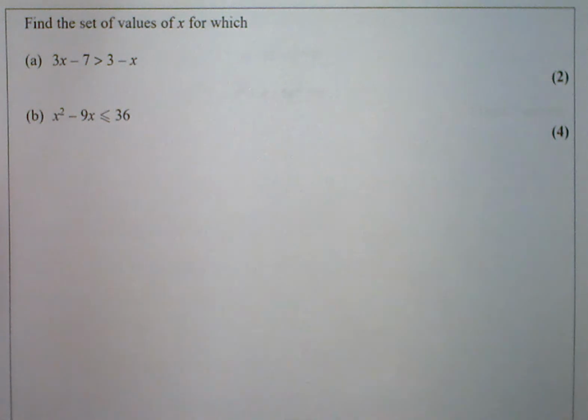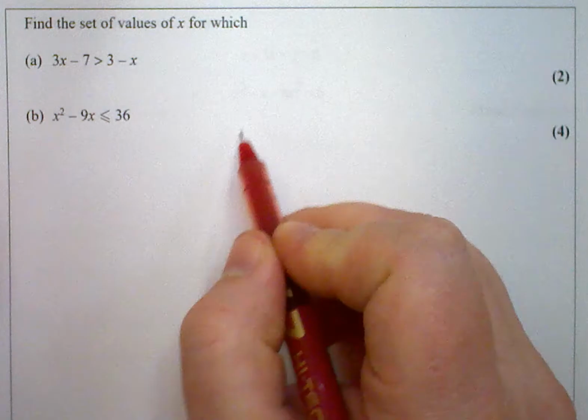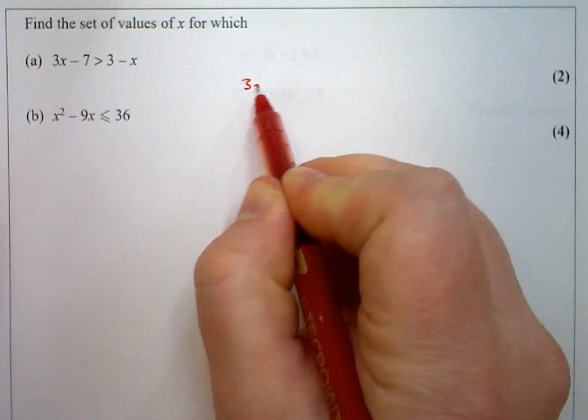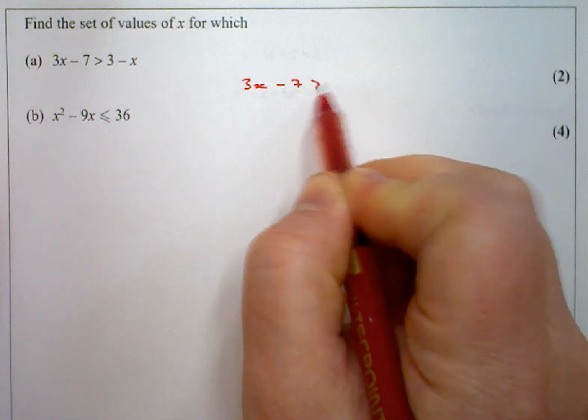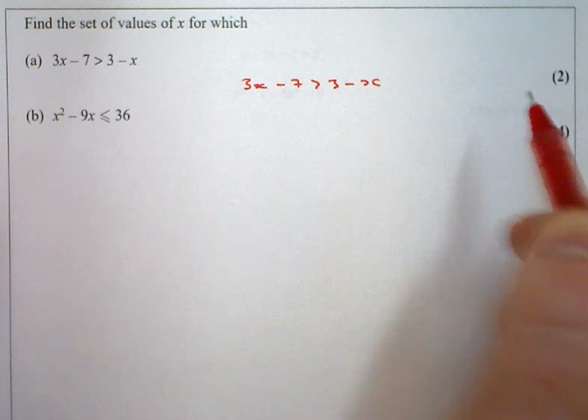Okay, so as I said before, this is just a review of what we did in class today. The first one is the inequalities, and that's supposed to be quite easy because the first one you just treat like a normal equation. 3 minus 7 is greater than 3 minus x.